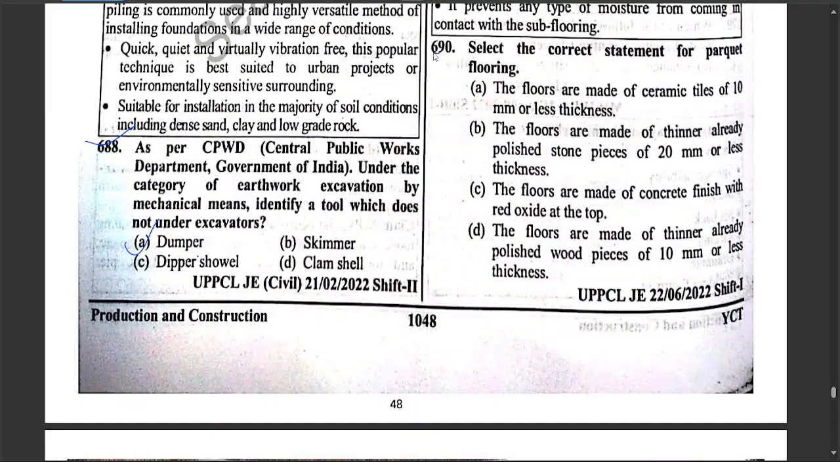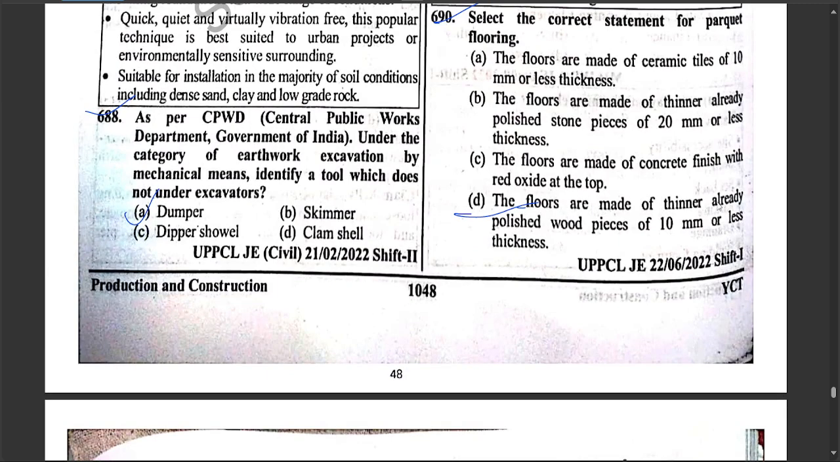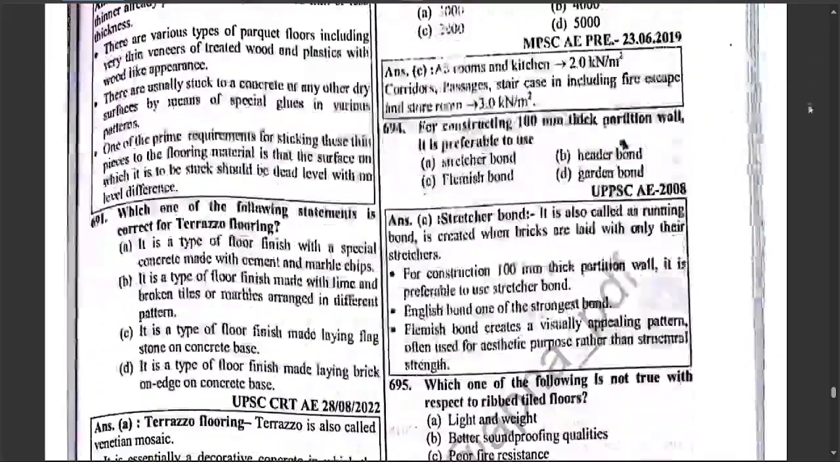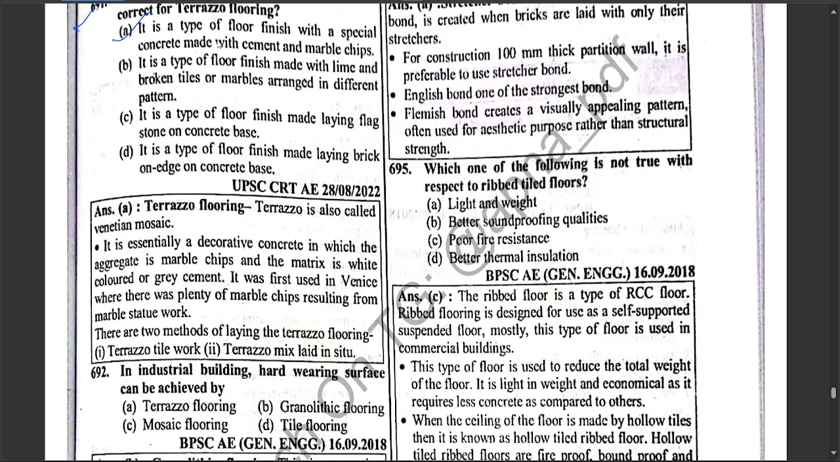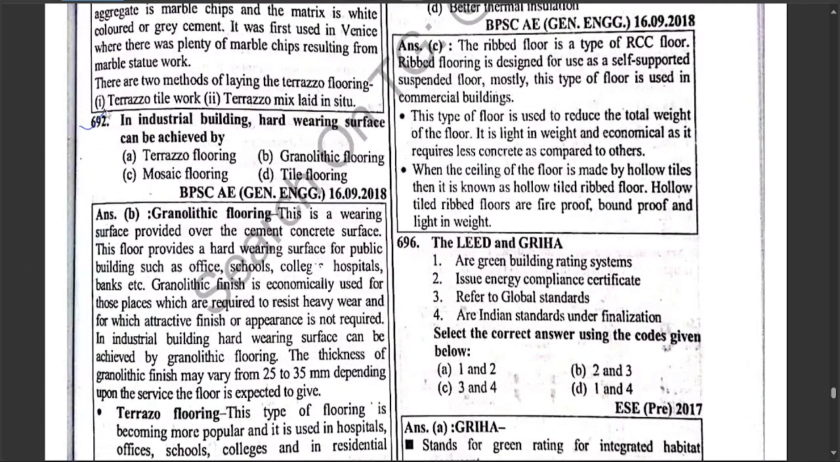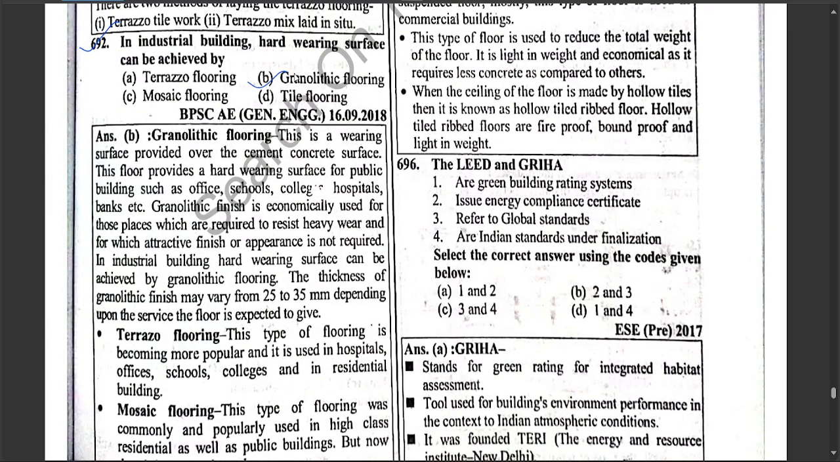Select the correct answer for parquet flooring, in which the floors are made of thinner, already polished wood pieces of 10 mm or less thickness. Which of the following statements is correct for terrazzo flooring? It is a type of floor finishing with a special concrete made with cement and marble chips. In industrial buildings, a hard wearing surface can be achieved by granolithic flooring.